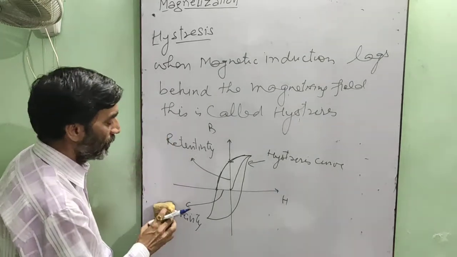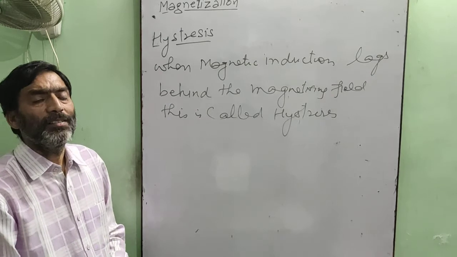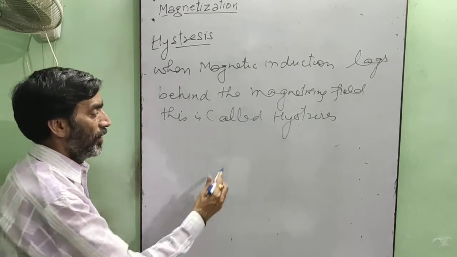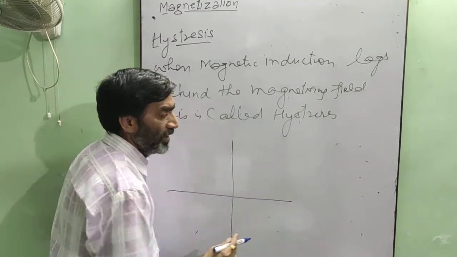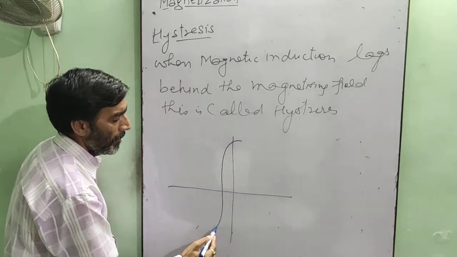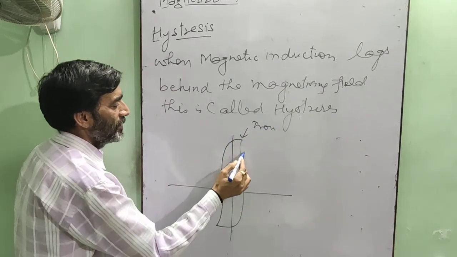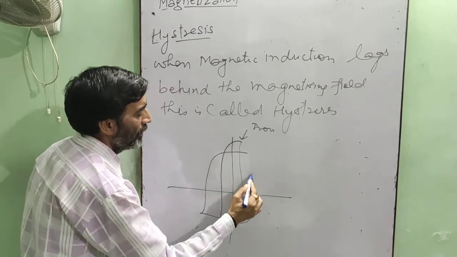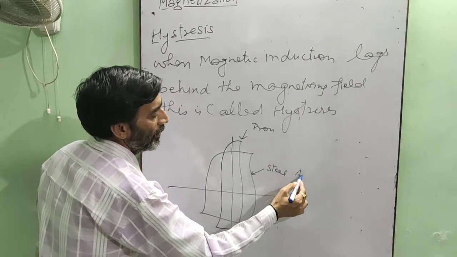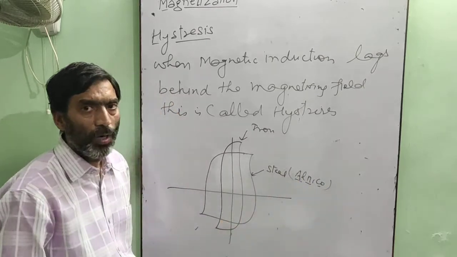Now, an important question: why are temporary magnets made of soft iron and permanent magnets made of steel or alnico? Here we have to draw the hysteresis curve for two substances. First, this is the hysteresis curve for iron, and this is the hysteresis curve for steel or alnico. Alnico is an alloy of aluminium, nickel and cobalt.